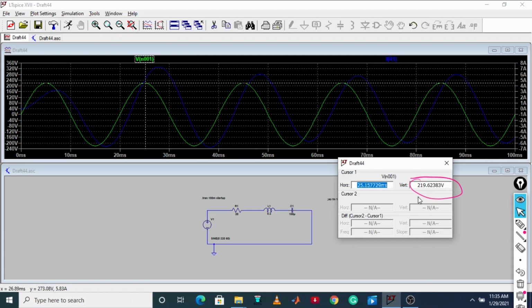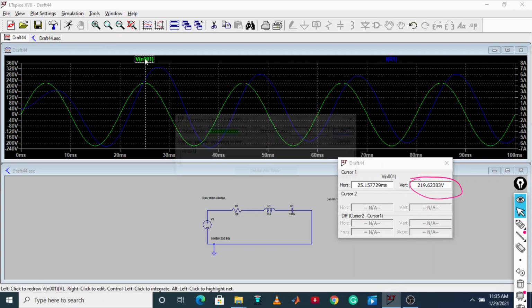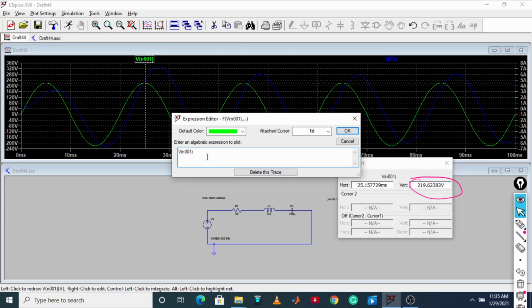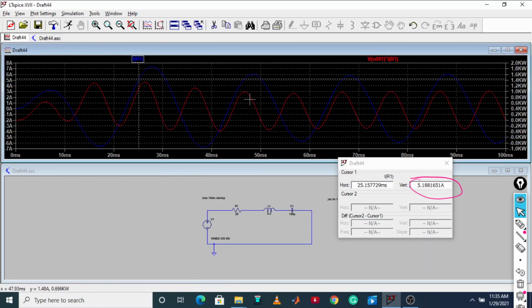Now we need to calculate the volt ampere, meaning VA. For that I am going to multiply V with IR1. Just click here, give the multiplication sign, and we are multiplying with IR1. Give it some different color. This is the color that we are going to plot. This is your power, volt ampere, we are going to get it.